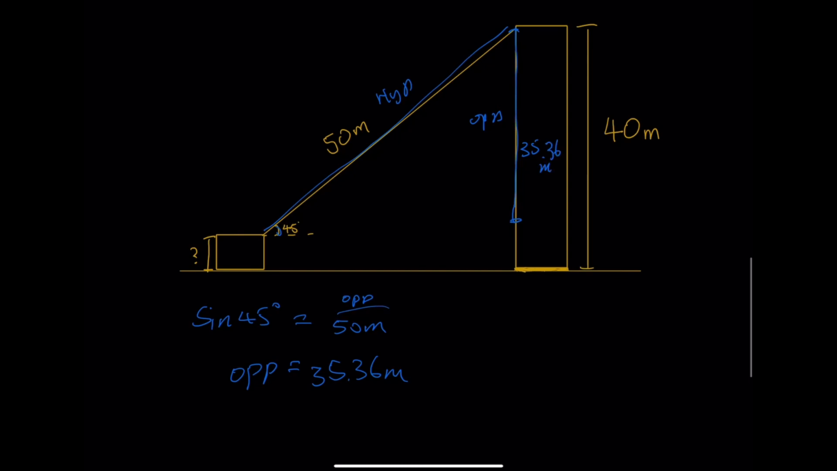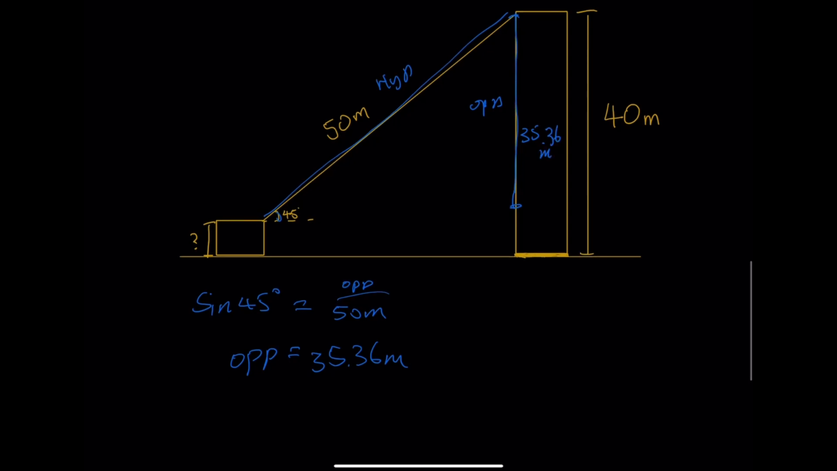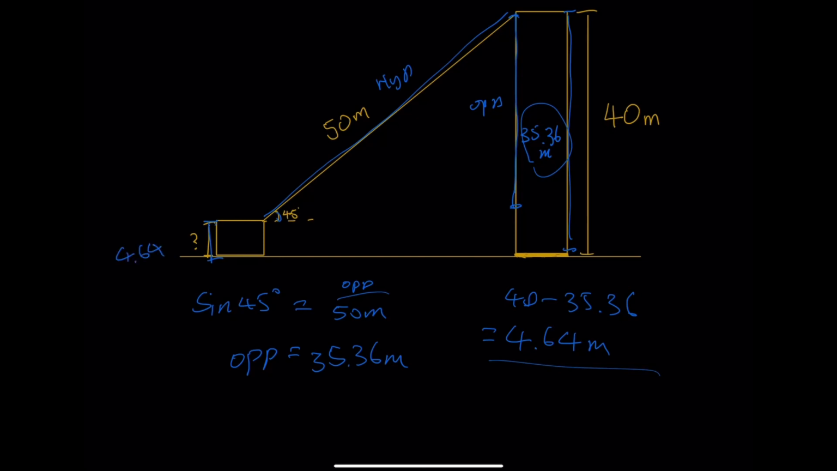So from here to here is 35.36 meters. Now all we gotta do is use the total length of this minus the length we just got, so 40 minus 35.36, and that's equal to 4.64 meters. And that's the length of this, 4.64 meters.